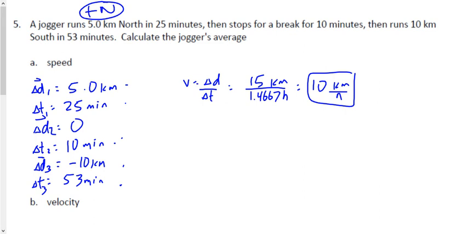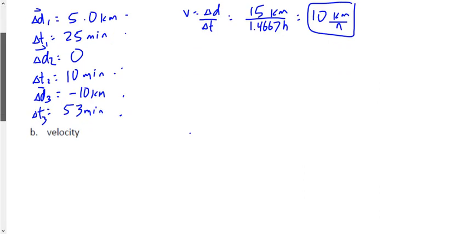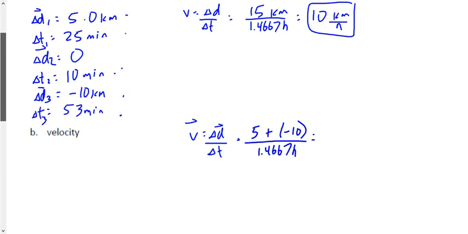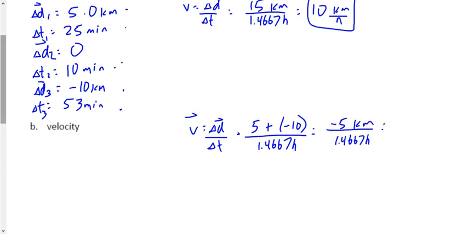All right. My average velocity. I don't need to write those givens down again. All we have to do this time is add these numbers up in a different way. Instead of 5 plus 10, it will be 5 plus negative 10 over the total time of 1.4667 hours. So we get negative 5 kilometers over 1.4667 hours. And what do we get? Negative 3.4?